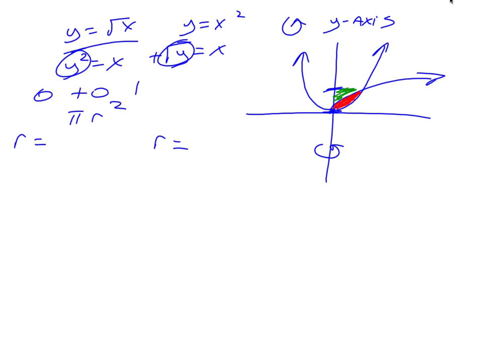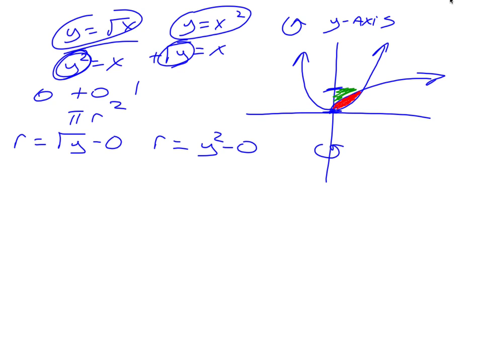Alright. Now, since I'm going around something vertical, how am I going to get my r's? Right minus left. So which right one do I want first? I want the one that's a parabola. The parabola is this one, so that means I want the square root of y minus 0. And the other one is the half parabola, which is right here, which means I want the y squared.